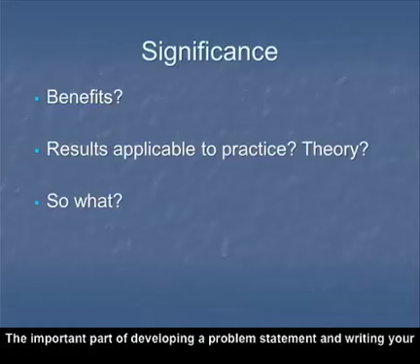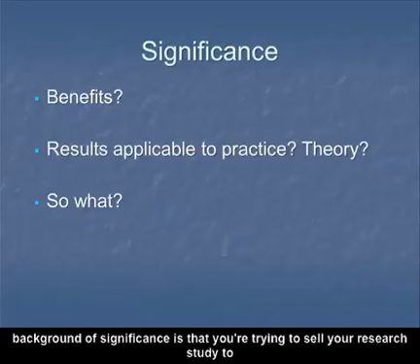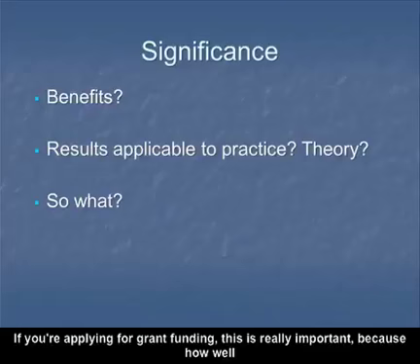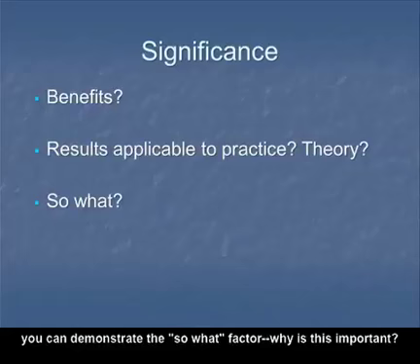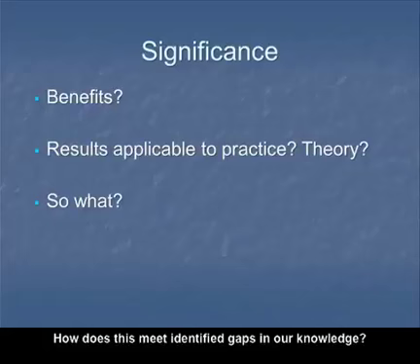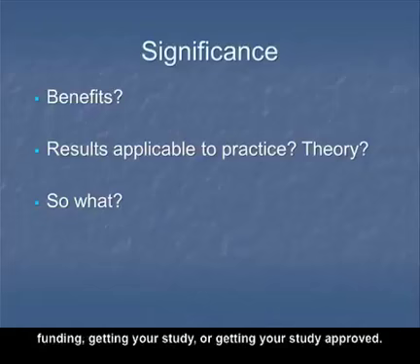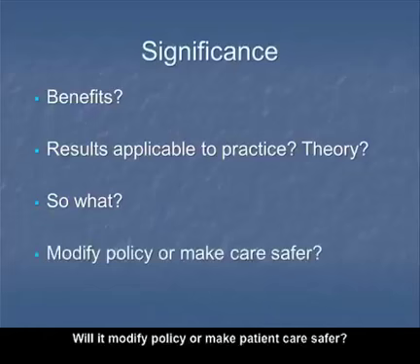The important part of developing a problem statement and writing your background and significance is that you're trying to sell your research study to somebody. If you're applying for grant funding, this is really important, because how well you can demonstrate the so what factor matters. Why is this important? How does this meet identified gaps in our knowledge? If you can clearly articulate that, then you have a higher chance of getting funding or getting your study approved. Will it modify policy or make patient care safer?